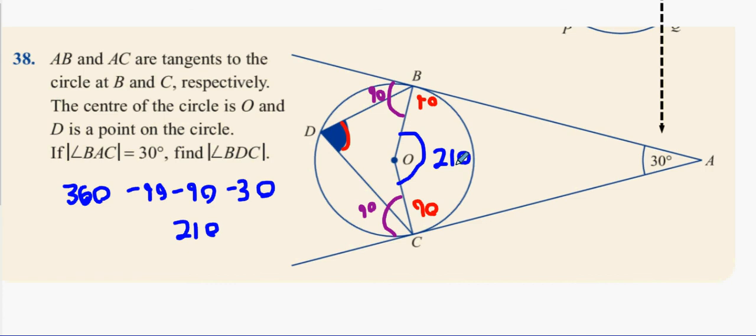150. Which is 210, is it? And then half of 210? Oh, sorry. That's 150. Sorry, 150. The angle that was 150. And then that's 150. And half of 150? 75 is our answer. Is that okay? Okay.